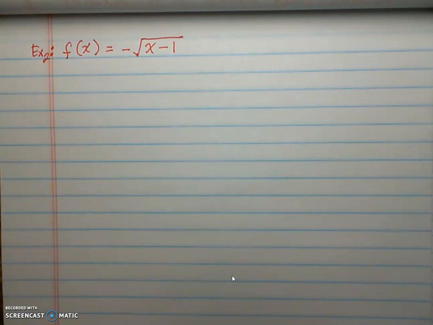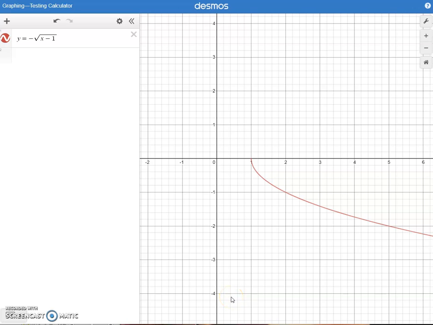All right, for our next example, example number 2, f of x equals negative square root of x minus 1. Let's plug this in on Desmos. So this is how our graph looks, and we are going to now determine our domain. The domain starts with 1 and it goes to the right. So therefore, it is x greater than or equal to 1. Greater than because it goes to the right side.